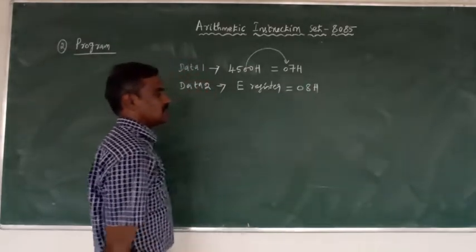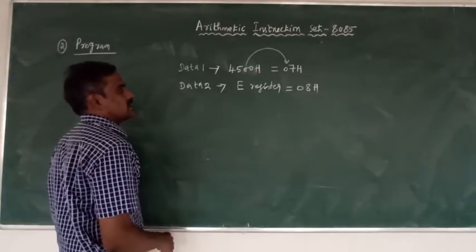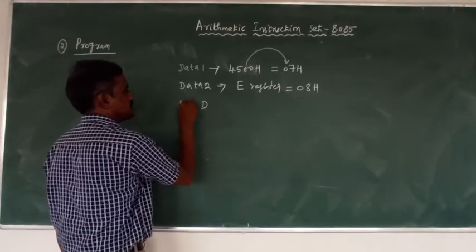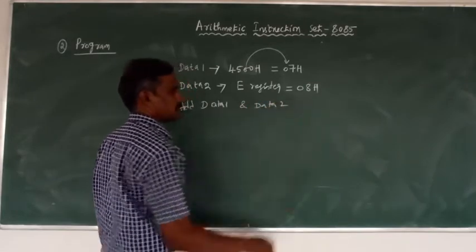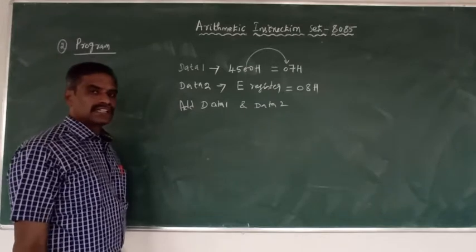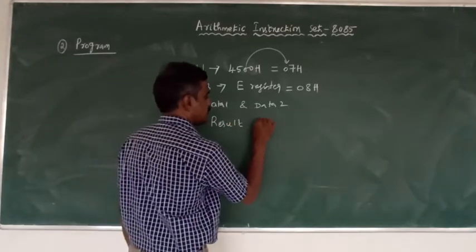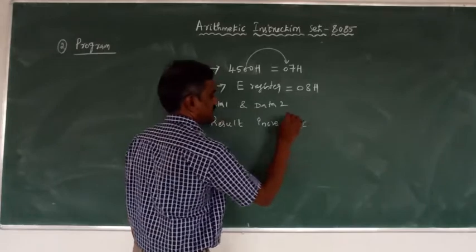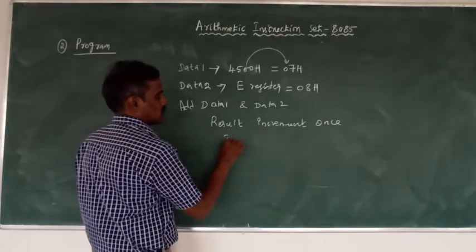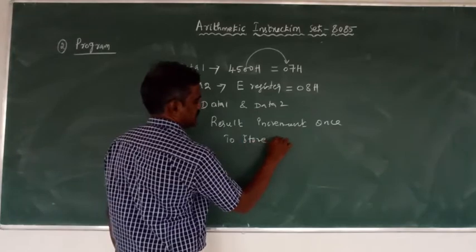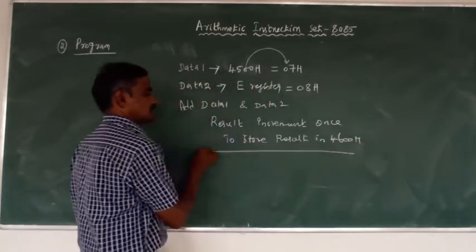08. Okay. Next, add data 1 and data 2. Add these two data and increment the result once, to store the result in 4600 address. This is the concept.